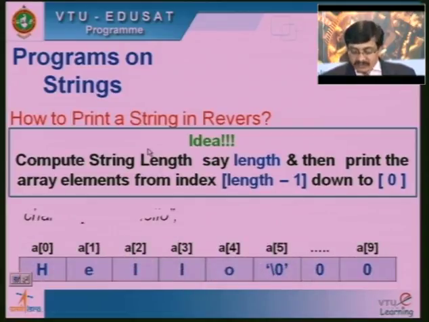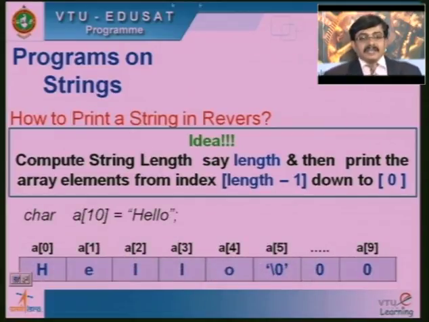Now if you look into the same example here, when I is equal to 5, we have reached the null character, that is the length of the string. So length minus 1 means 5 minus 1, it is 4. From here onwards I go on printing the characters one by one backward, right? When I is equal to 4, I will print O.